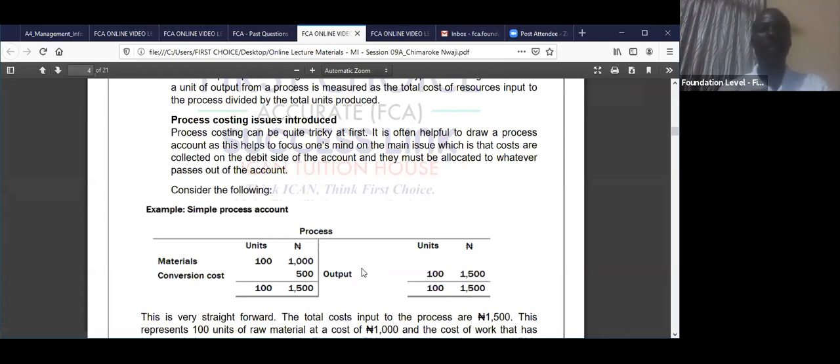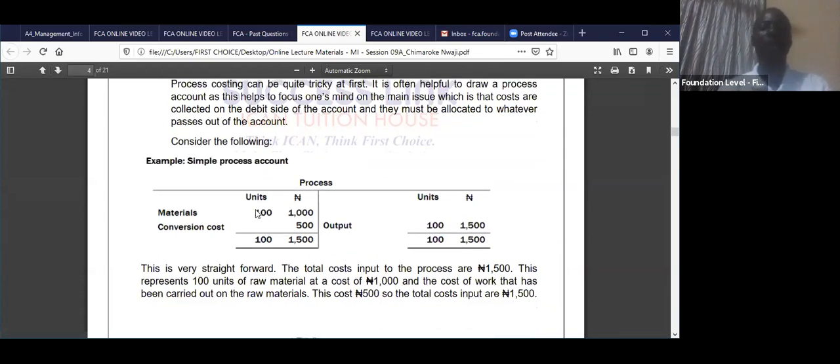Let's say you have 100 units of materials, and it costs you 1,000 naira. The material cost is that. Conversion cost does not have units because you cannot be talking about units of labor. So you cannot be talking about units of production overhead. So it's only the material that should have units. That's what you should know. The rest will just have naira.